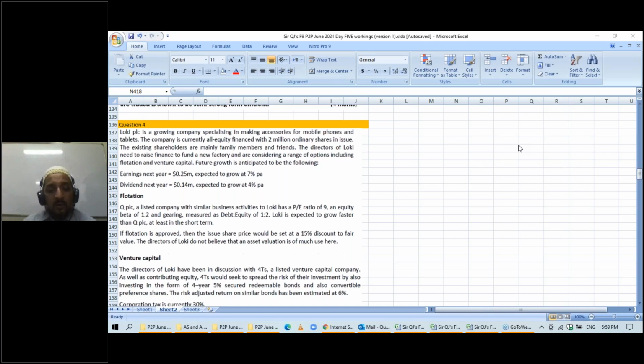Remember that all areas should be covered. So at least do two questions on each, like on factoring, like on policies of receivables, like on inventory management, like on forward contracts, money market hedges, at least two questions, and do it again and again, 2 times, right?